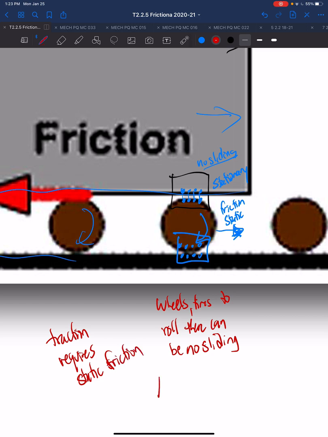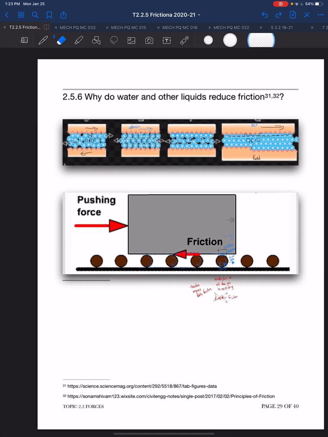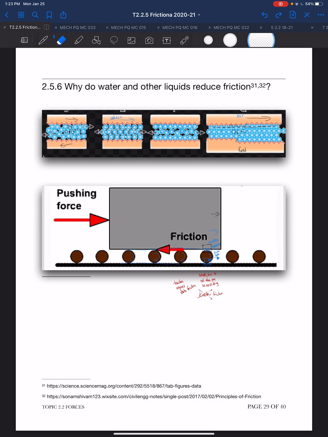This is why I despise and recommend not using the word kinetic friction, because there's all kinds of movement here of the bodies in question, but there is no motion of the atoms relative to each other in those surfaces. It's sliding. So we should not use kinetic as a word as it relates to friction. Completely misleading. And so that is why water and other liquids reduce friction, and also how wheels and rotating bodies work and rely on static friction.